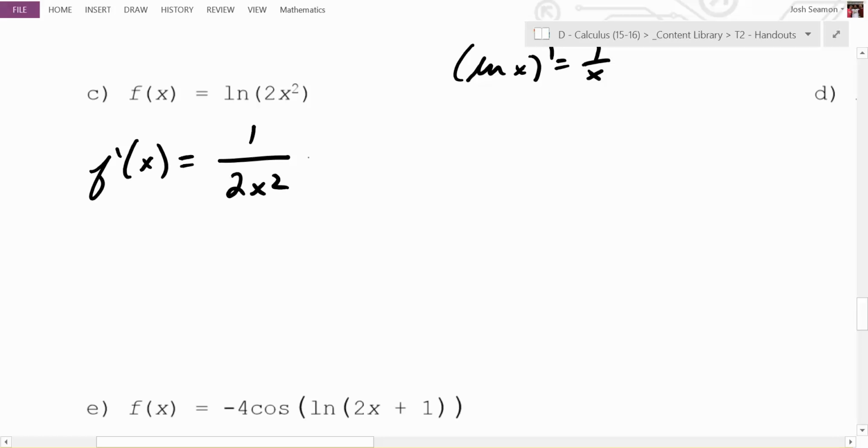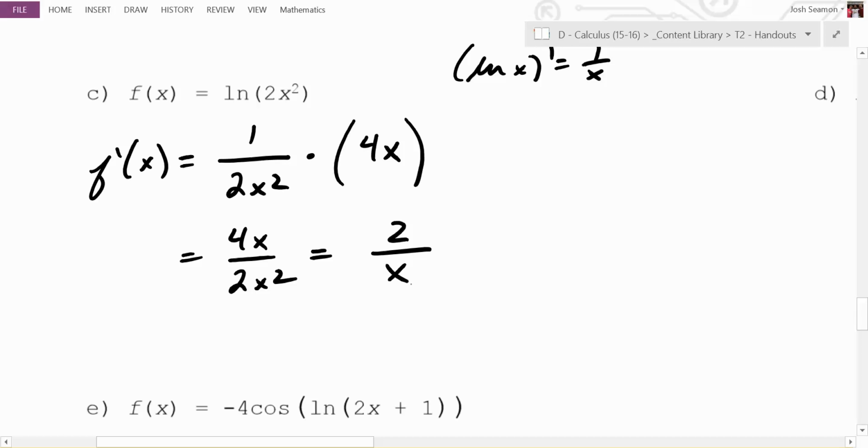2x squared. But then you have to multiply by something because the chain rule is in effect. What do you multiply by? The derivative of 2x, which is what? 4x. This you can definitely simplify. What does this simplify to? 4x over 2x squared, so what's that simplified to? 2 over x. That would be the proper final nice answer right there.